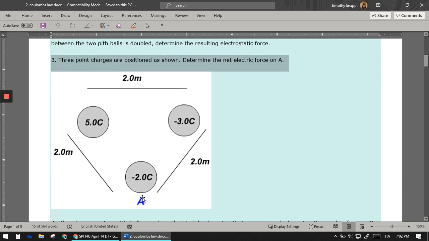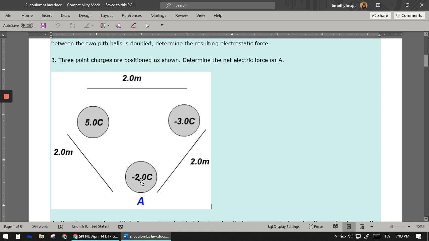All right, so A is this one. 5 coulombs, 3 and 2. These guys are negative. And it appears there's 2 meters distance between everything. Okay, and if it is 2 meters, 2 meters, and 2 meters, it would end up being an equilateral triangle here.